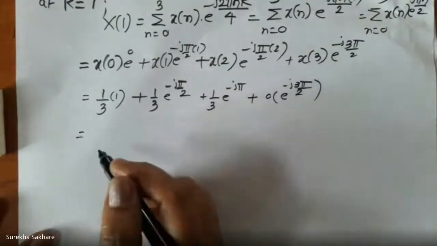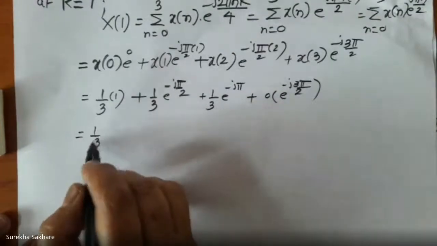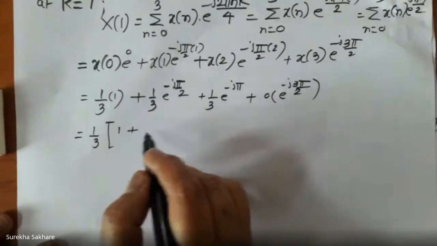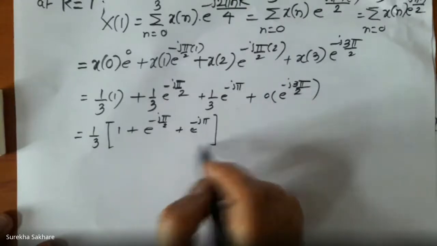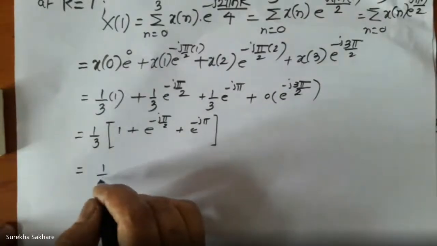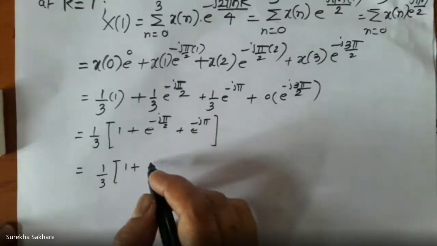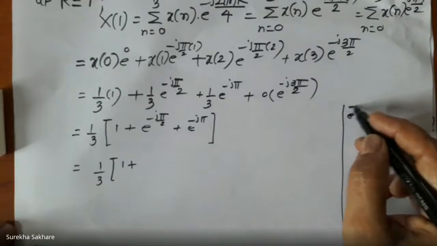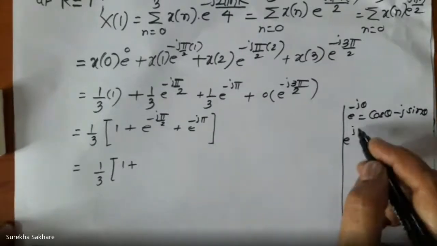I will be having 1 by 3 common. This will help me to simplify, right? So this becomes 1 plus e raised to minus j pi by 2 plus e raised to minus j pi. The other one is 0. Now it will be 1 by 3, 1 plus, just we can go for the trigonometric form. The formula we had seen: e raised to minus j theta is equal to cos theta minus j sin theta. If it is e raised to plus j theta, it is going to be cos theta plus j sin theta.